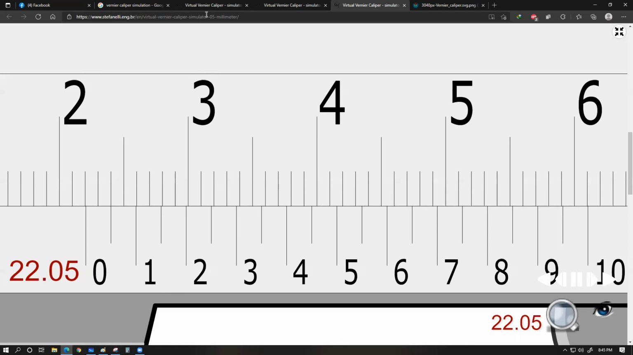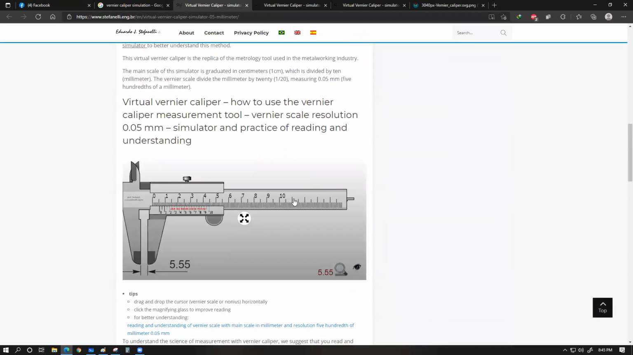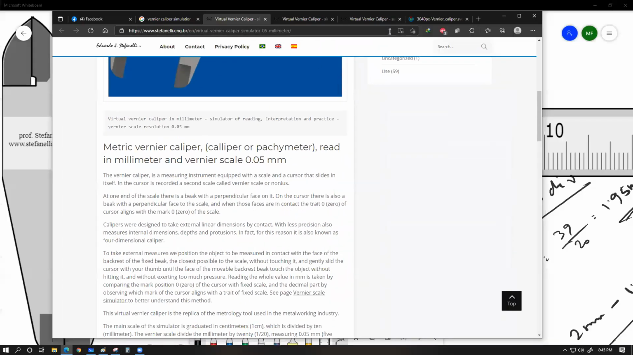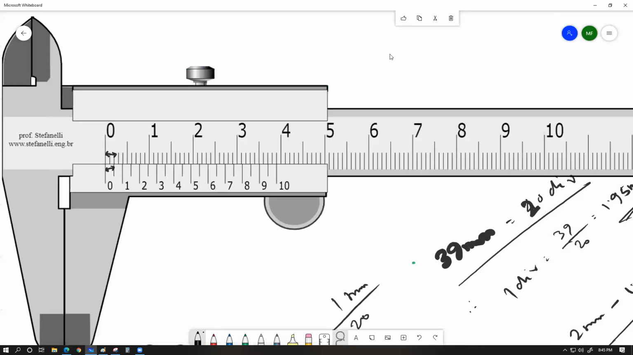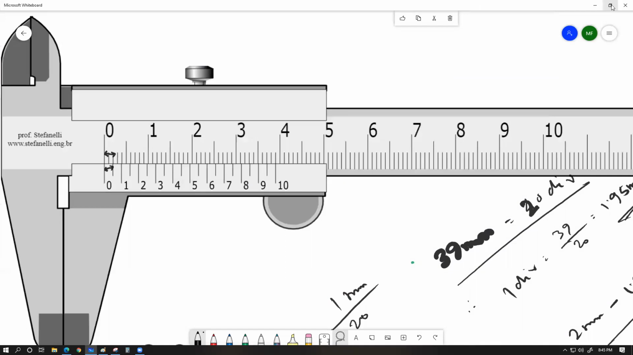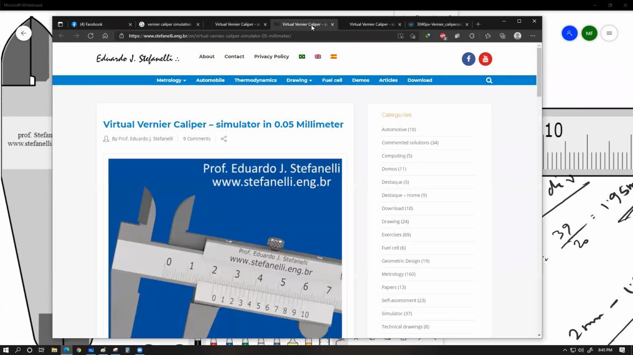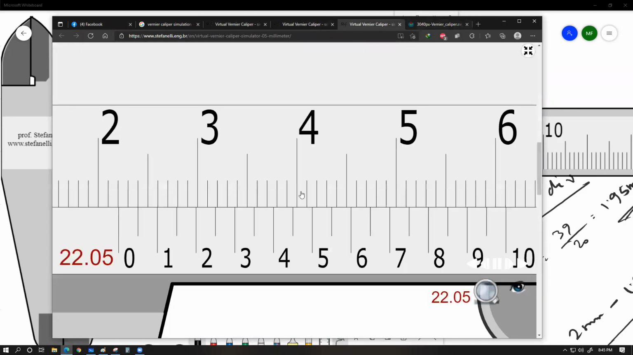Okay, we are using this one already. My address bar and the browser are not helping. Okay, I'll show you. Don't worry.